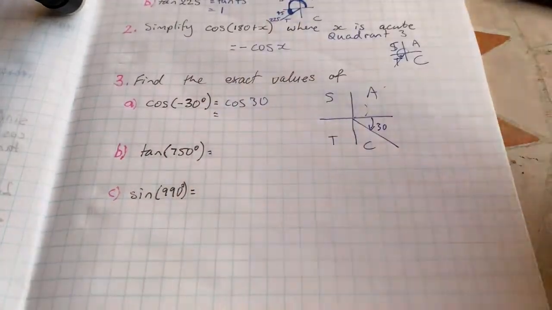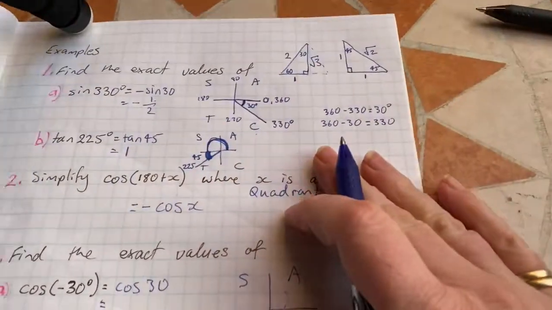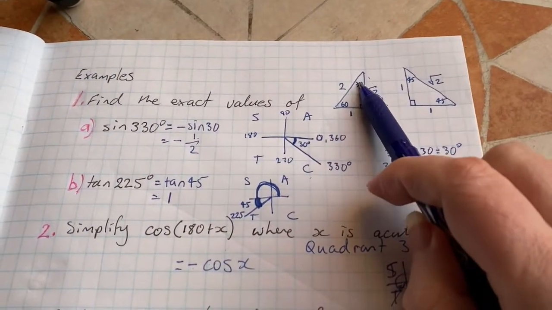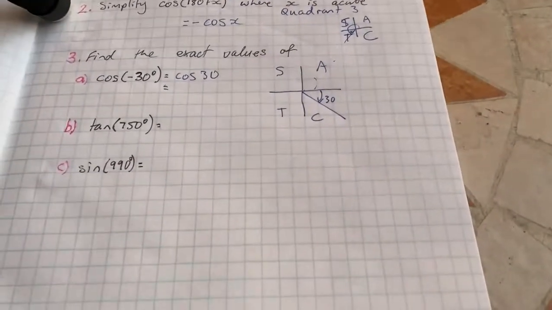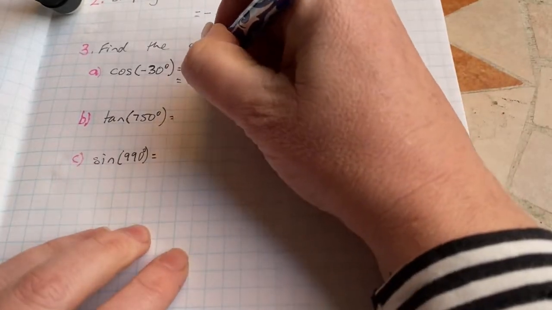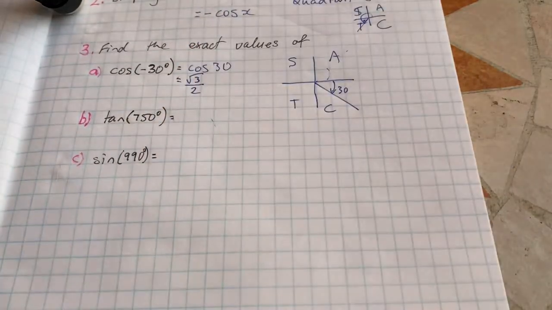Now cos 30 from our exact value triangles, here's 30, so root 3 over 2, adjacent over hypotenuse. So the answer down there is just root 3 on 2.